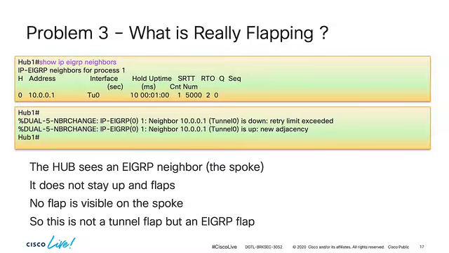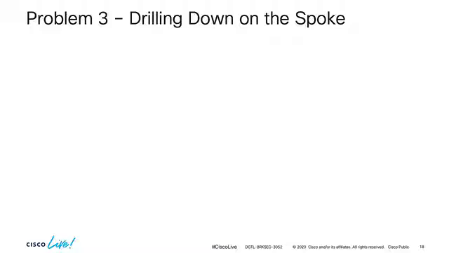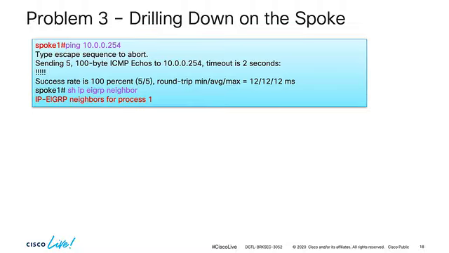So with all of this information, it's very clear that the tunnel is not flapping, but it is the EIGRP process which is actually flapping. So we need to figure out why the EIGRP is flapping, and you need to start from the spoke, because it is this specific spoke where we are seeing the EIGRP neighbor flapping.